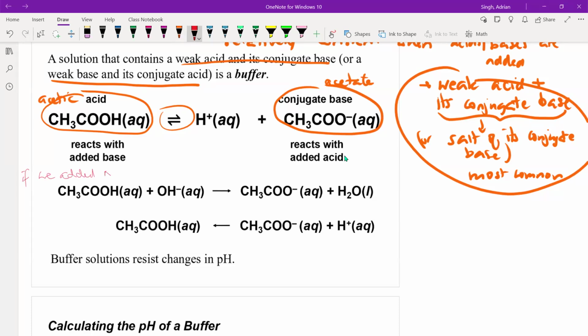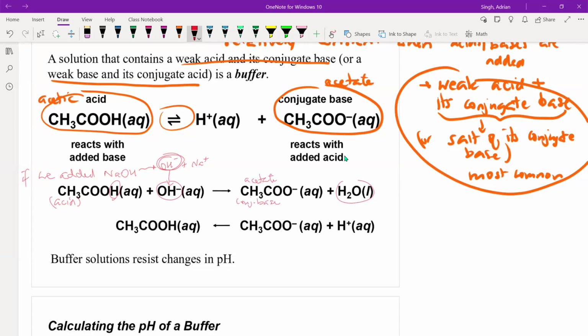let's say a strong base like sodium hydroxide, right? Sodium hydroxide will dissociate completely to give us the hydroxide, and then we get the sodium ion. This is the thing that makes sodium hydroxide a strong base. So the acid component of the buffer is able to react with that hydroxide ion. And when it reacts with the hydroxide ion, the acid gives up its H plus to the OH minus, we make water, and then we end up making the acetate ion, which is the conjugate base.